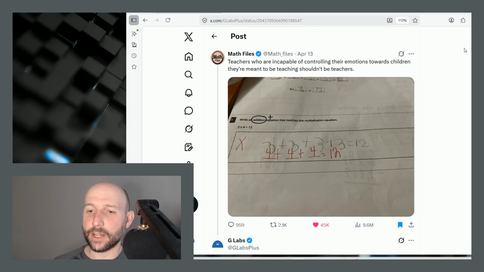So the channel Math Files posted a photograph of some work being done on a test where the question says write an addition equation that matches the multiplication equation. And the multiplication equation is 3 times 4 equals 12. The student wrote 3 plus 3 plus 3 plus 3, 3 added 4 times, and the teacher marked that wrong and wrote 4 plus 4 plus 4, where 4 is added 3 times instead.